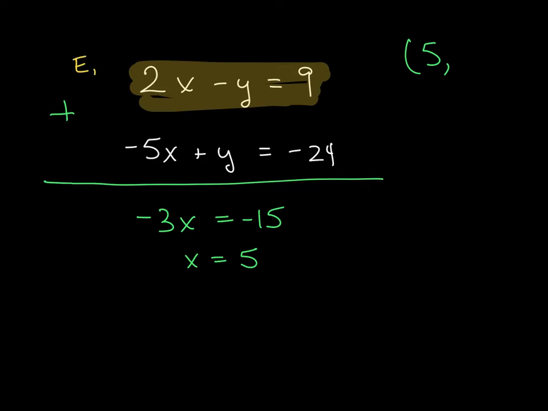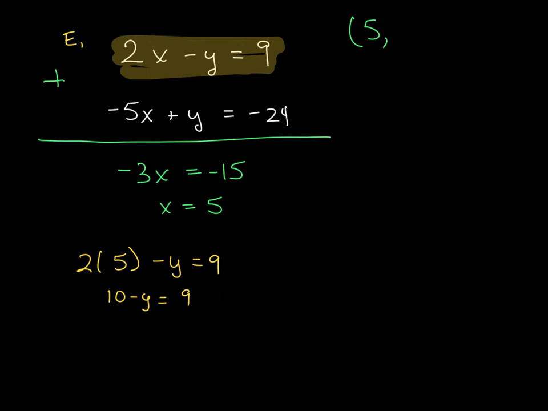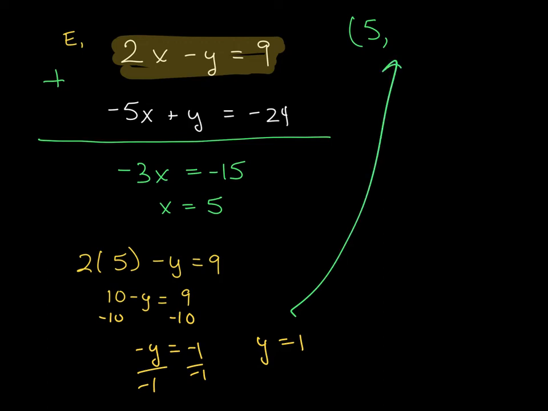So if I'm going to plug my x value back into there, I'm going to have 2 times 5 minus y is equal to 9. 10 minus y is equal to 9. Subtract 10 from both sides. Negative y is equal to negative 1, but that's not the answer. You've got to divide both by a negative 1, and I'm left with y is equal to 1. So that goes up into my ordered pair as my solution, and that would be the solution point, or where those two lines would meet, at (5, 1).